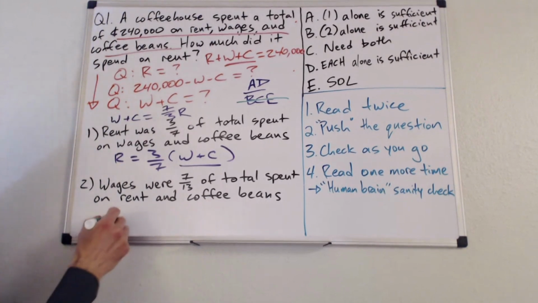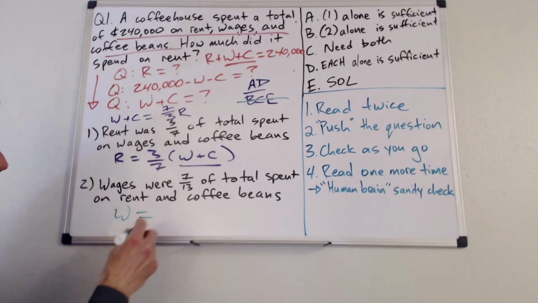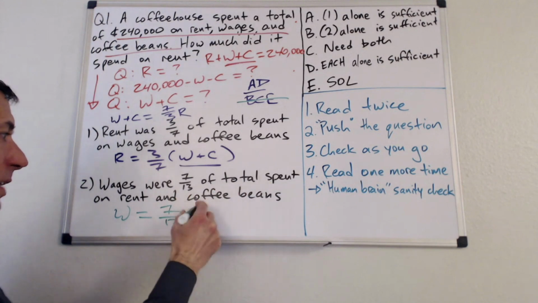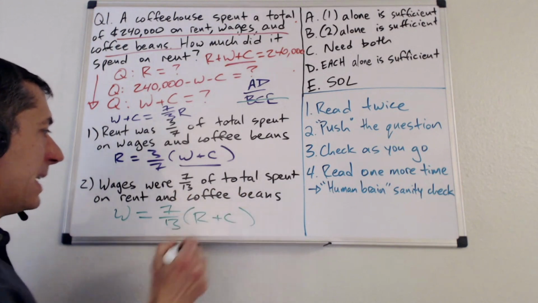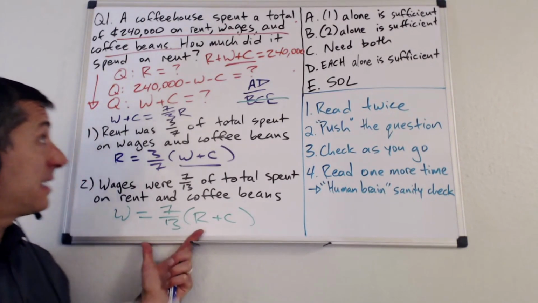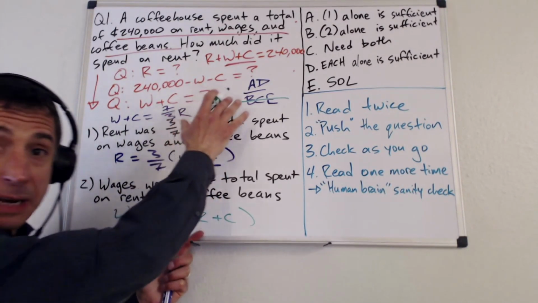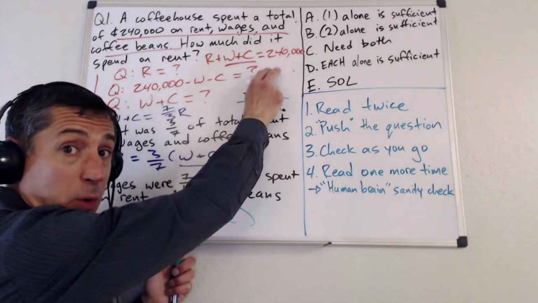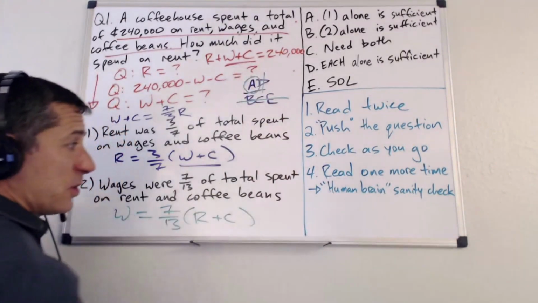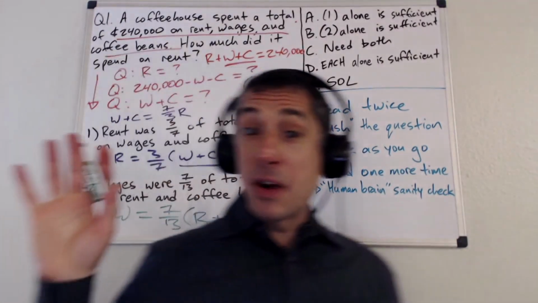What do I have here in statement 2? Wages equals 7/13 of the total spent on rent and coffee beans. Is that going to get me what I want? Nope, nothing I can do with this. I suppose I could rearrange a little bit, but I'm still going to end up with 2 variables in this equation no matter what I do. So this is not sufficient, and my answer must be A. Okay, very, very common setup.